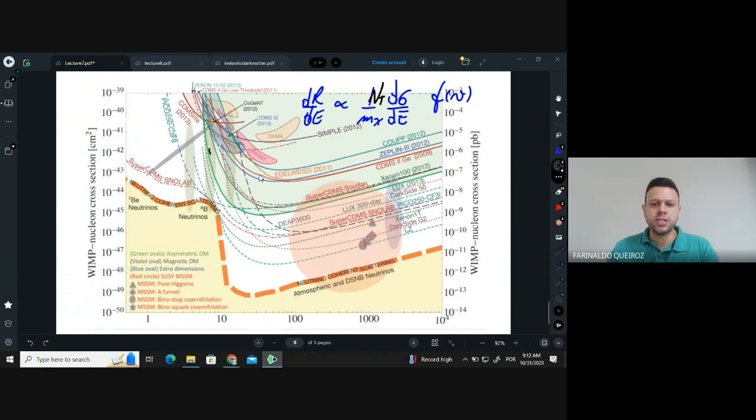Obviously, you can also move down if you have a better handle on the background. If I control my background more, my constraining power becomes more effective. The more I know about my background, the better the constraint I can get on dark matter scattering. Make sense? Okay.